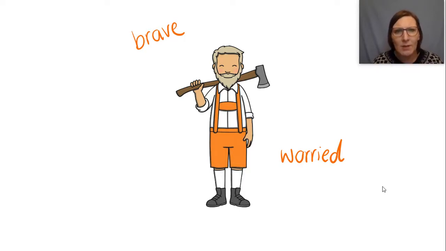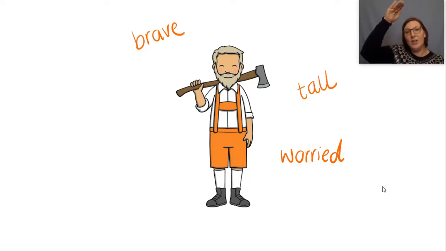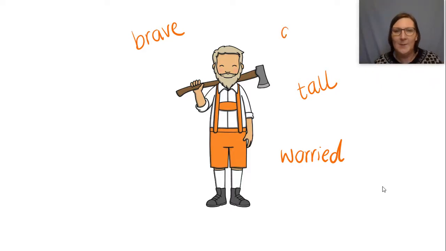What words did you think? Some great words there. Well done. I've got another one I'm going to share with you now. He was tall. He was very tall, wasn't he, our woodcutter? He wasn't short. He wasn't a small man. He was very tall. He was very gentle. That means you're quite kind and calm. He was very gentle. He wasn't shouty and loud. He was very gentle.